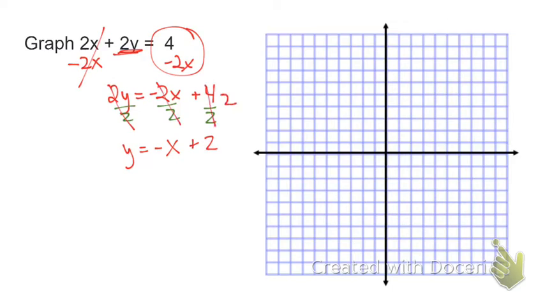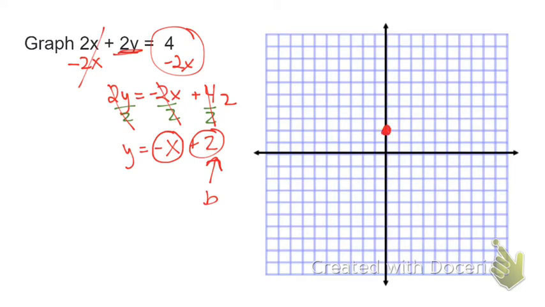You can't just do it to 1 or 2 terms. You have to do it with every single term. So on my left side, I get y by itself. On the right side, I get negative 2 over 2x is negative x, negative 1x, right? And then 4 over 2 is a positive 2. So I begin at 2. That's going to be my y-intercept.